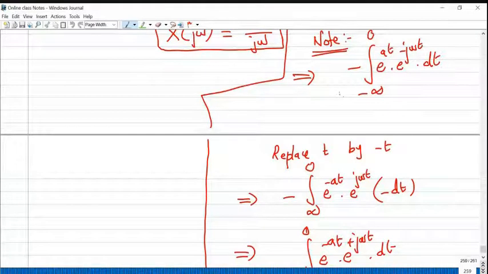First, replace all t by minus t. T equal to minus infinite, t equal to 0. This is the actual meaning, correct? So now replace all t by minus t. So you are replacing minus t equal to minus infinite, minus t equal to 0. So that becomes t equal to infinite, and that becomes t equal to 0. Okay.